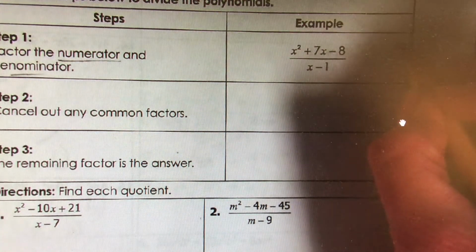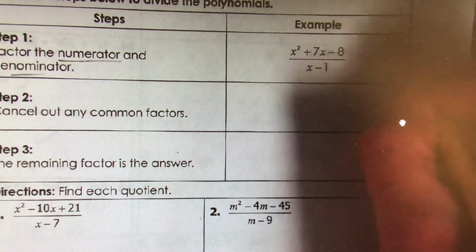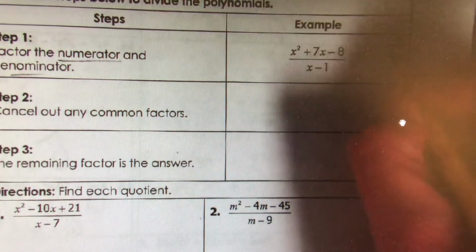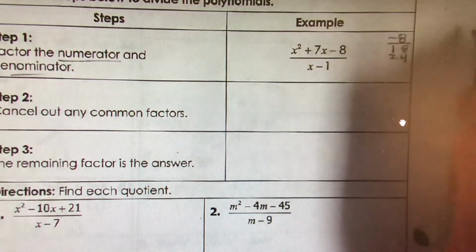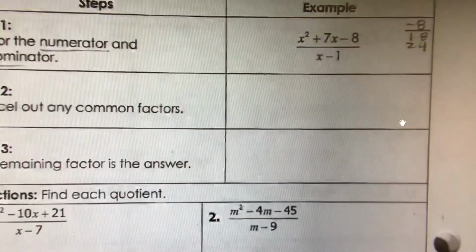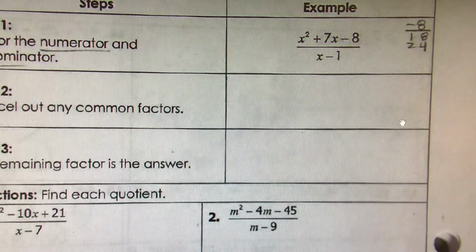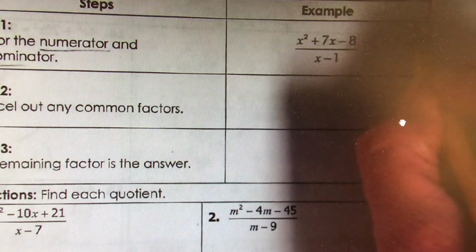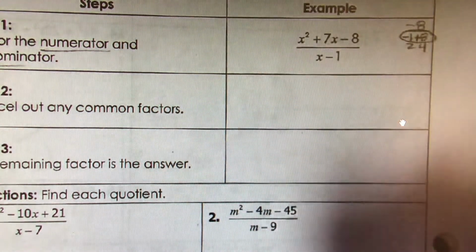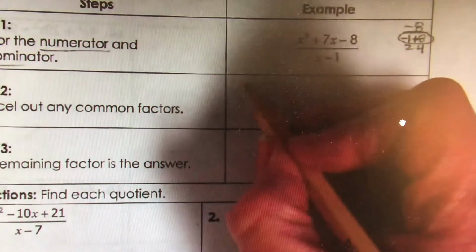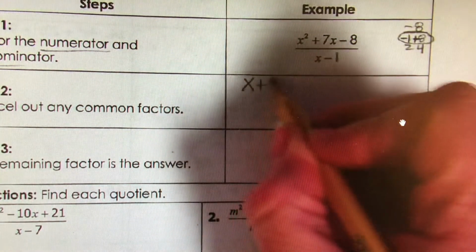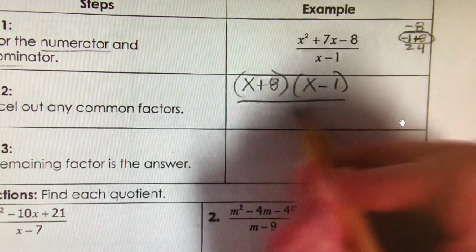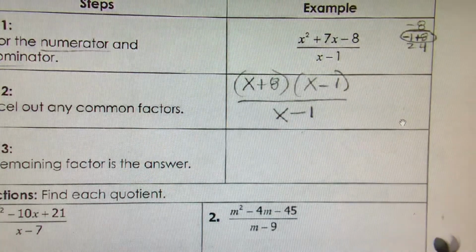So if I think of -8, and I want two numbers that add to 7, it gets 1 times 8, 2 times 4, and I think I already got my answer, because I have to have a +8 and -1. So I'm going to rewrite this now as the numerator x plus 8 times x minus 1, and I'm going to rewrite that denominator downstairs.